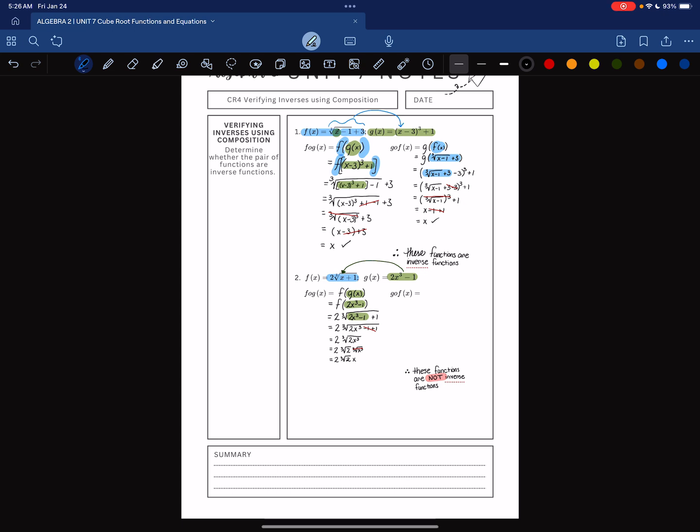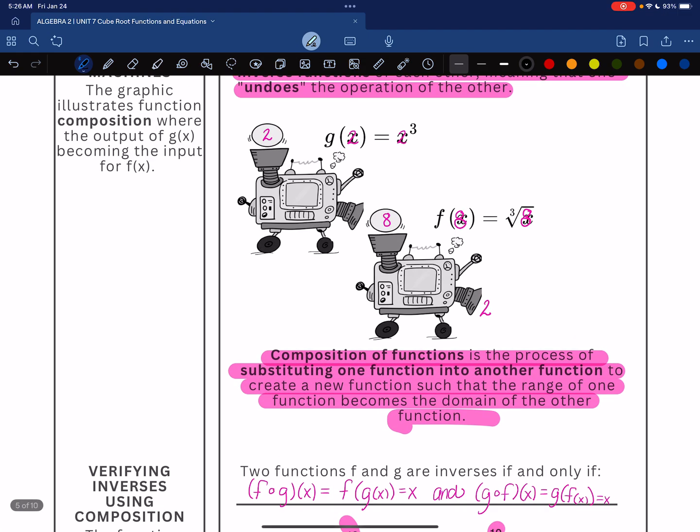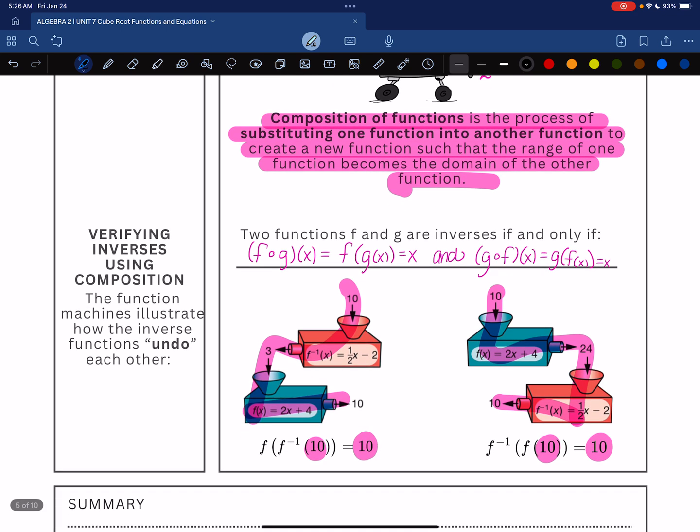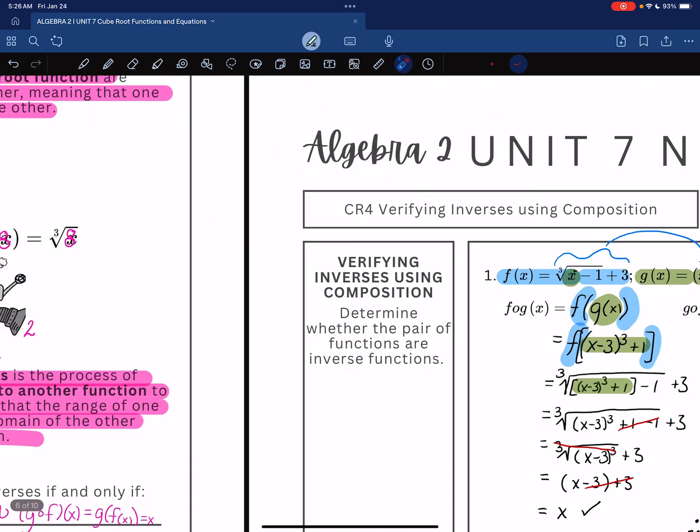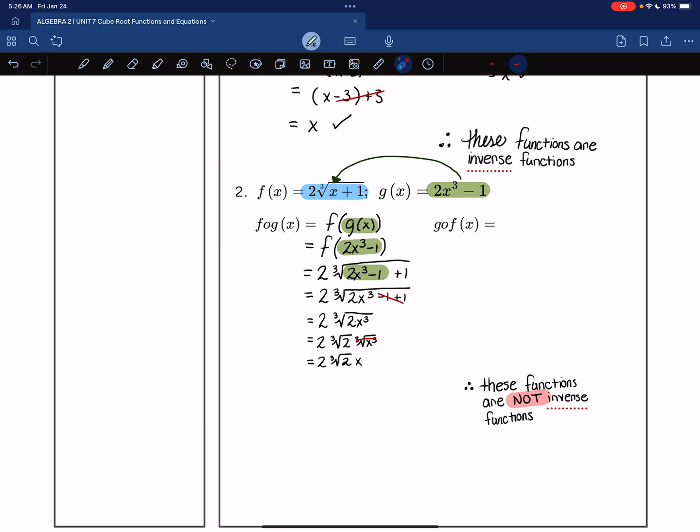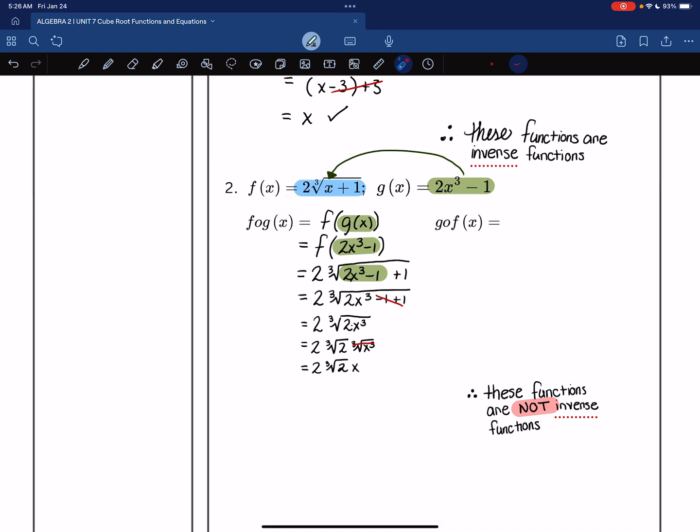All right, ladies and gentlemen, so there you see, that is how we verify functions are inverses using composition. If they are inverses, then when you do the composition, what you originally plug in to one function, that output, that range, when plugged into the second function, should match what you plugged in to start with. But if you get to a point where what you plugged in, which in our case was x, is not what you get out, then these functions are not inverses of each other.